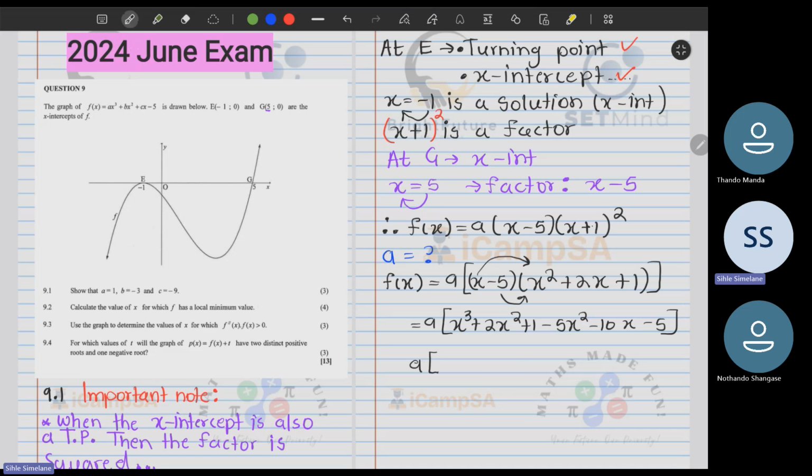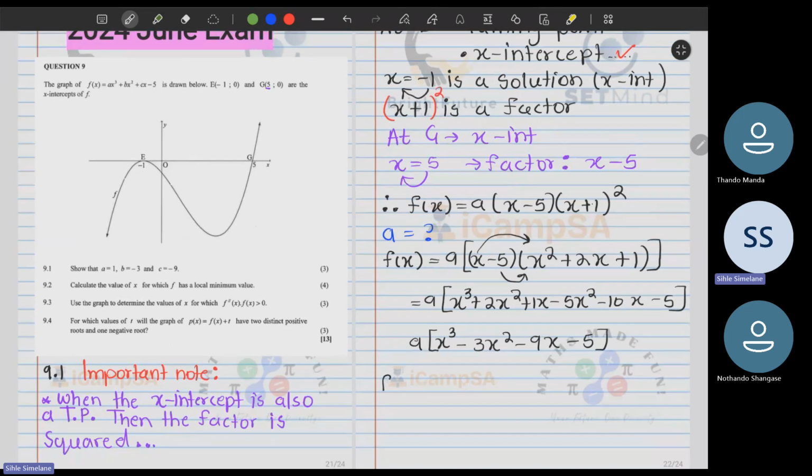So if we quickly collect like terms, we'll have x cubed, and then minus, if you observe carefully, 3x squared, and for that last term, it's not supposed to be 1, it's supposed to be 1x. Okay, so you'll have x minus 10, that will give you minus 9x, then minus 5. Okay, then if you multiply, guys, you will see that our f of x will therefore be a x cubed minus 3a x squared minus 9a x, then minus 5a.